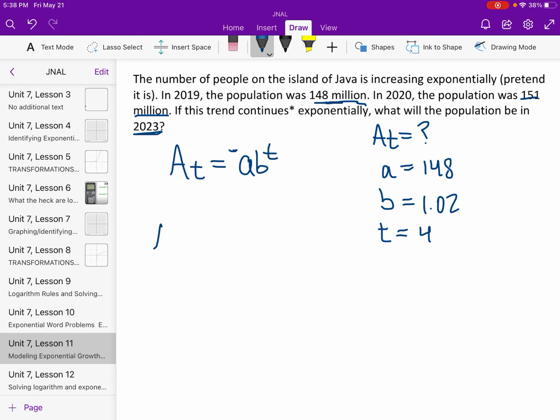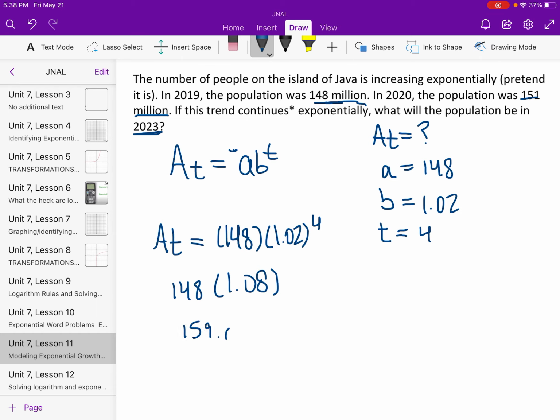Okay, so now let's plug in our values. So we have a of t equals 148 times 1.02 to the fourth power. Let's first simplify that. 1.02 to the fourth power, we get approximately 1.08. Then 1.08 times 148 is 159.84. We need to add 6 zeros, I said, so really that would be right here, but since we have the 84, we can just eliminate these and just do this. That's not like a skill you would need to know, because obviously that's just something I did so we wouldn't have long numbers. So this would be our answer.